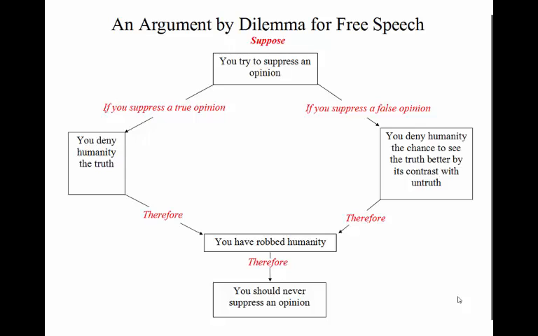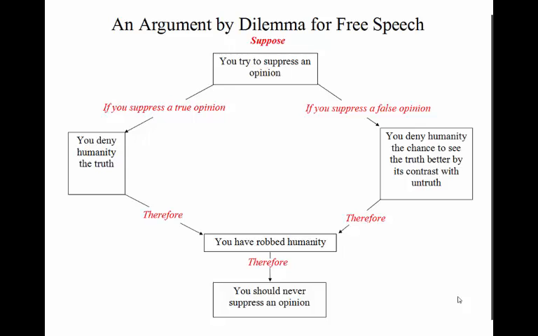This is a different diagram of the same argument. The point here is to illustrate that this is an argument by dilemma. You establish an or statement at the beginning of the so-called dilemma, this or that. Then you show that both sides of the dilemma lead to the same outcome, and therefore the outcome must be true. So here we begin with the idea that you try to repress an opinion.